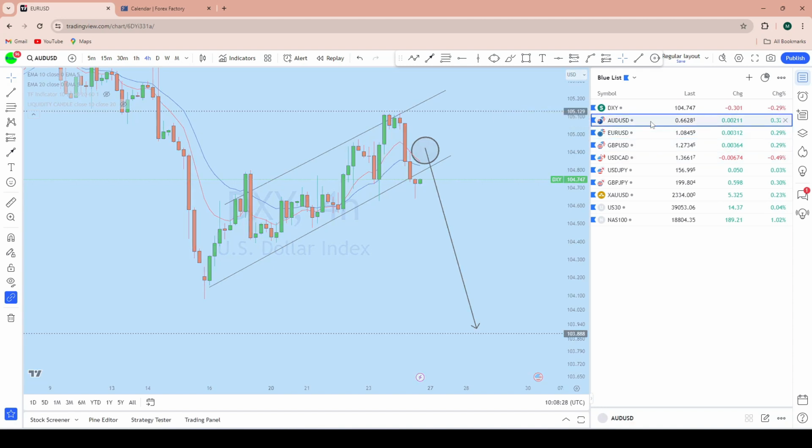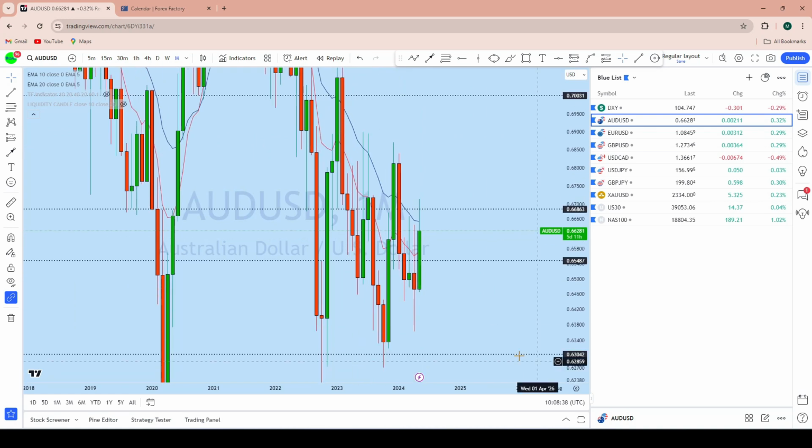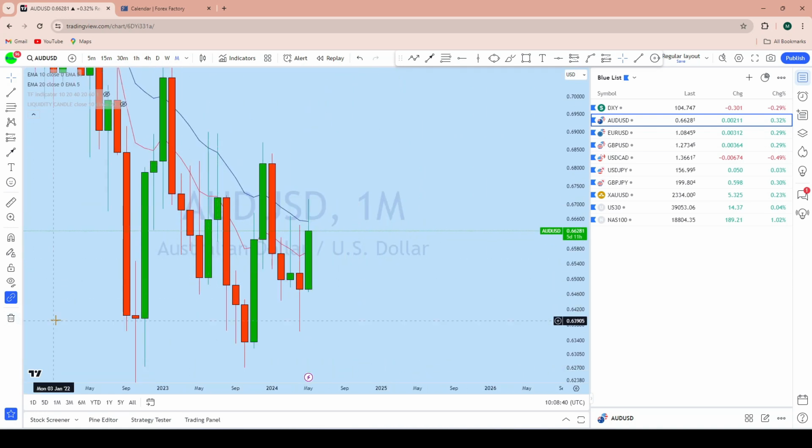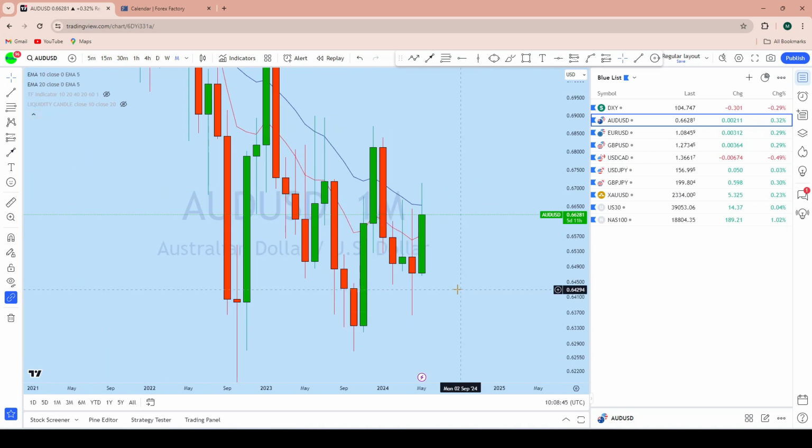Looking at the AUD/USD, as you can see there is important news coming on AUD. Now starting with the monthly chart on AUD/USD. This is the monthly price action, and as I mentioned in a couple of our previous weekly forex forecasts, AUD/USD might be remaining bullish, and the price did that exactly as it is.